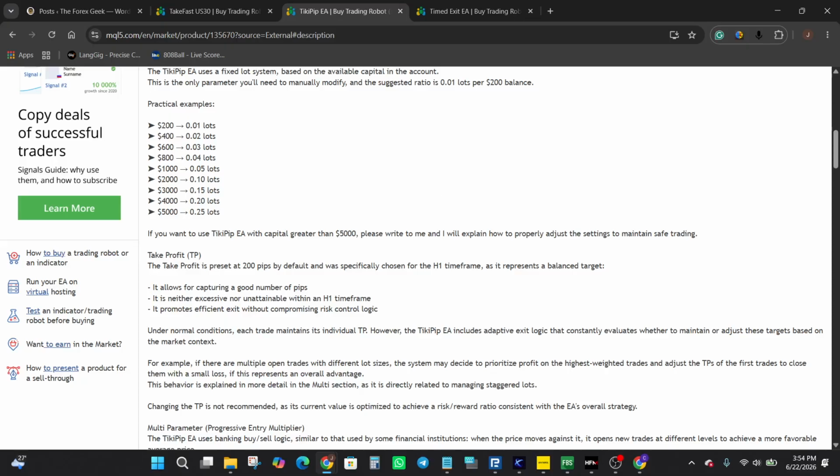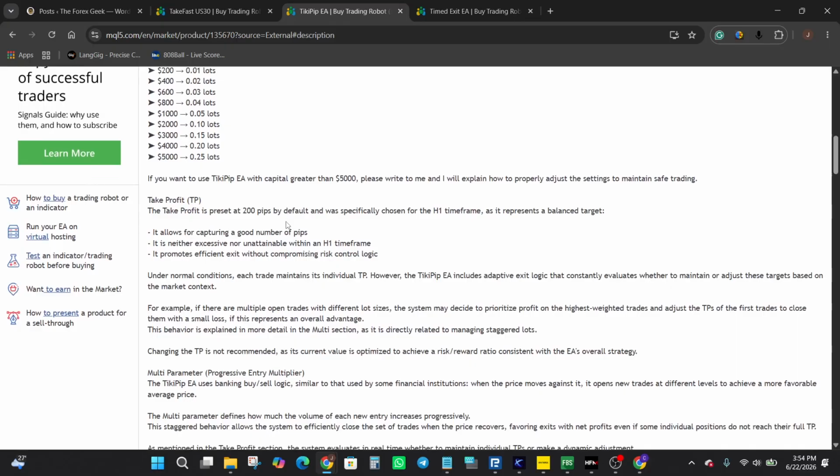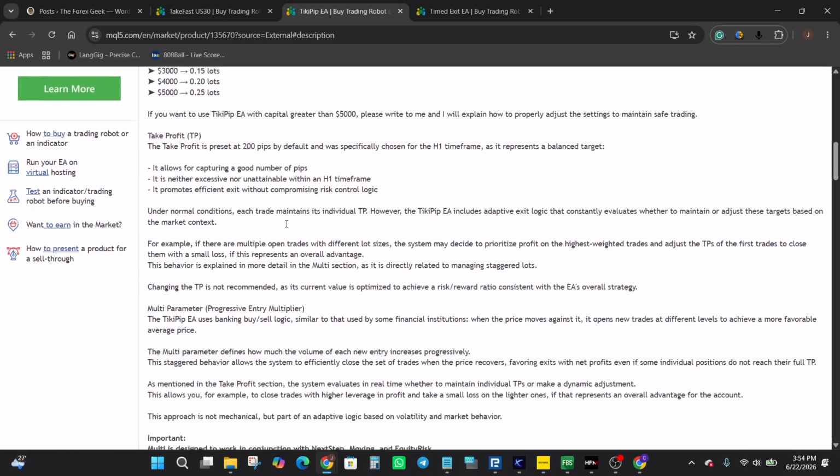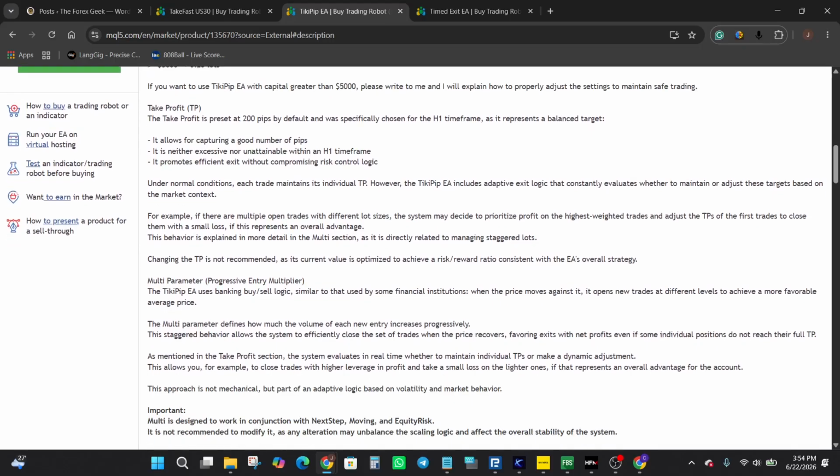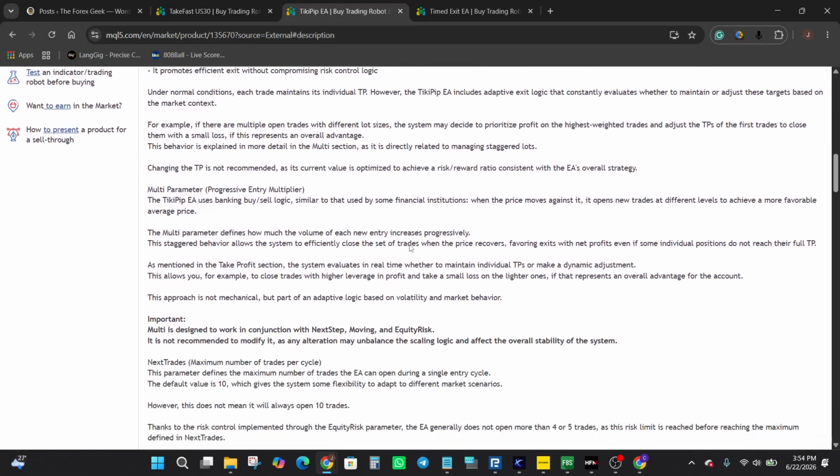Another important parameter is the multi setting, which controls how trade volume increases on subsequent entries. The product description explains that the EA may open additional positions when price moves against existing trades, with the goal of improving the average entry price. The developer also notes that the system can dynamically adjust exit targets depending on the overall position structure and market conditions.